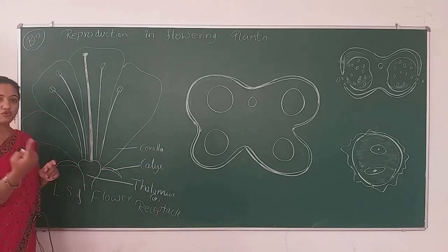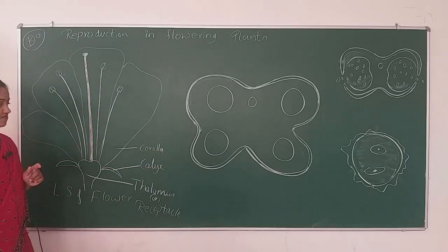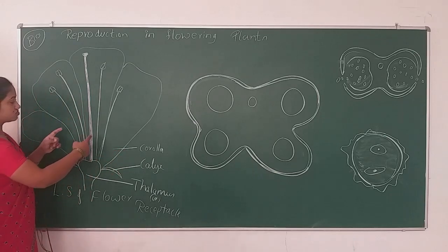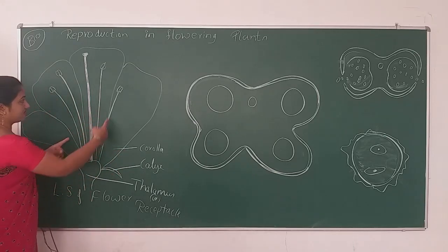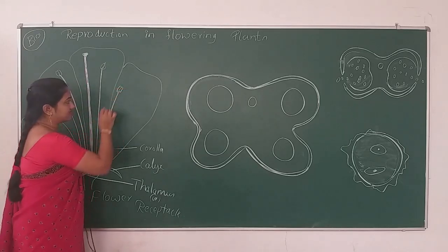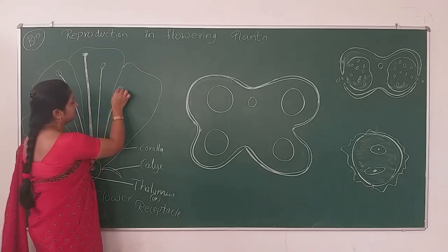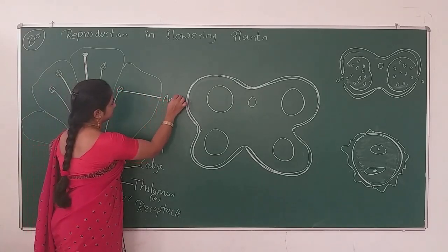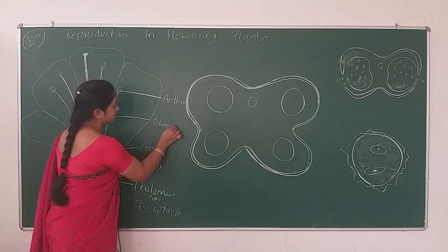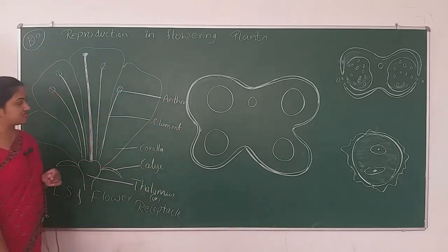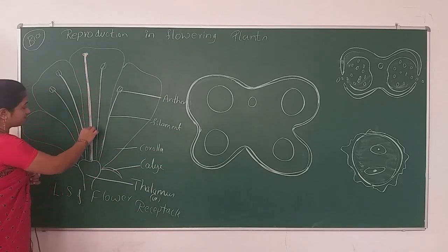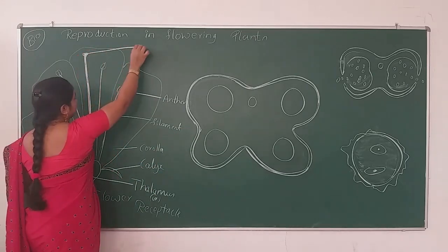A complete whorl of sepals and a complete whorl of petals are known as calyx and corolla respectively. And the innermost two whorls are the androecium and gynoecium. In the androecium there are two parts, one is the anther and the other is the filament. They both together are known as the stamen. And the innermost whorl of the LS of flower is the pistil.